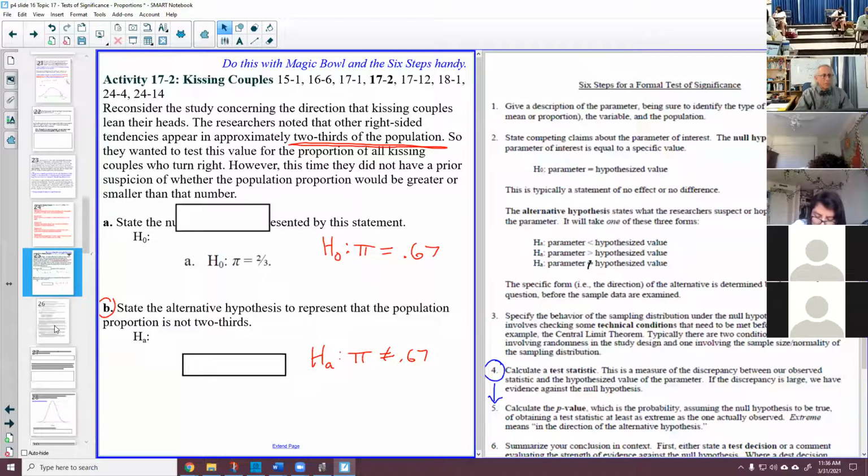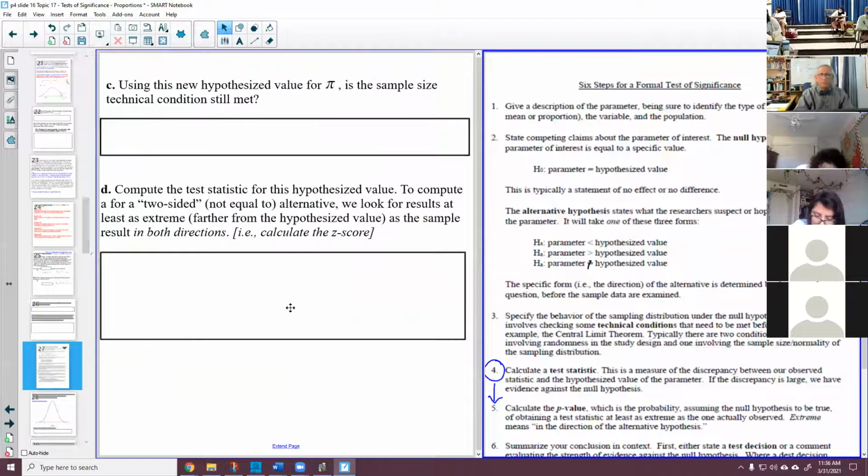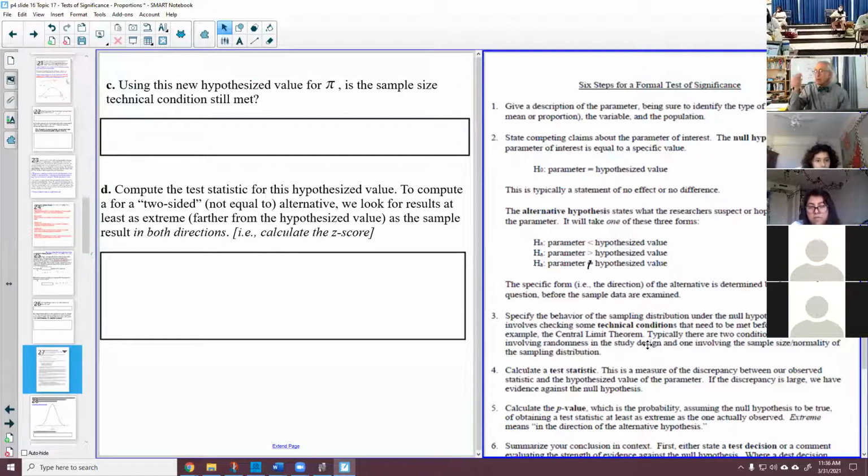So let's take this and go to the next step. Okay, good. Now I have a new hypothesized value for pi. Are my technical conditions still met? Did I meet my technical conditions? How am I going to calculate whether I met my technical conditions here? Angelica is not here. Mila, again, you are here. How am I going to test my technical conditions?